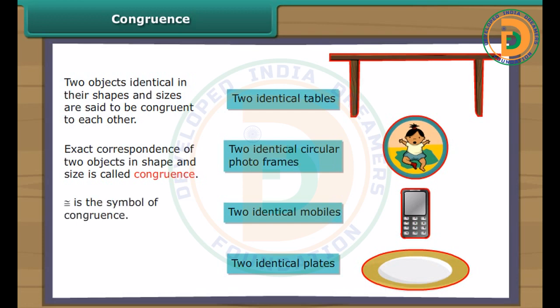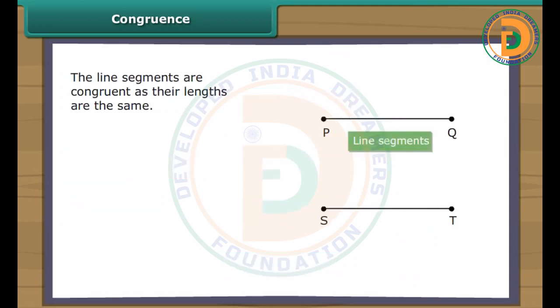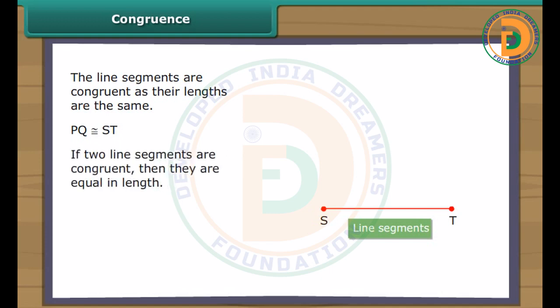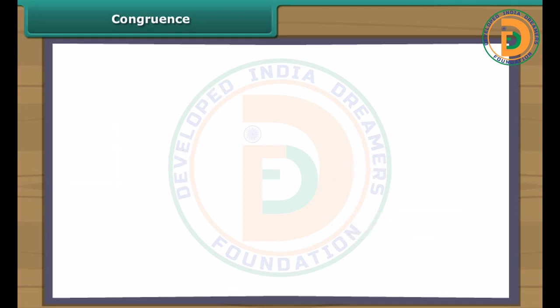This is the symbol of congruence. Here are two line segments, PQ and ST. We will check if they are congruent. The line segments are congruent as their lengths are the same. It is also true that if two line segments are congruent, then they are equal in length.